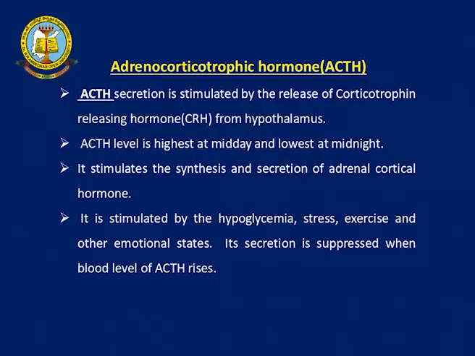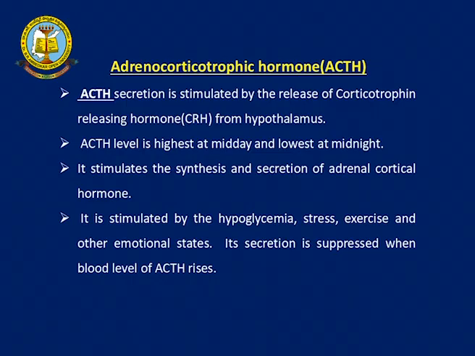Through the pituitary and thyroid glands, some hormones activate and some inhibit protein molecules, enzymes and substrates at the hormone level. This is ACTH, adrenocorticotropic hormone. Its secretion is stimulated by corticotropin releasing hormone, CRH, from the hypothalamus. The ACTH level is highest at midday and lowest at midnight, and it stimulates the synthesis and secretion of adrenal corticosteroid hormones. They are stimulated by hypoglycemia, stress, exercise and other emotional stress.